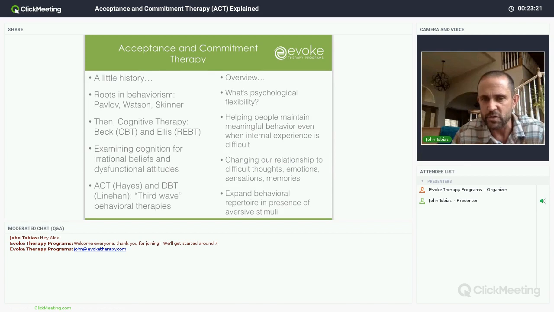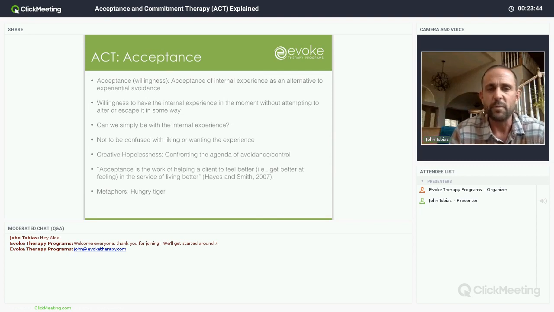So I am going to just jump right in now to the 6 core processes. And I know I'm going to leave a lot out. So if you know the ACT model, you're going to say, John, but you didn't talk about relational frame theory or functional contextualism. I know. But I'm going to do my best to get through the information. There's a lot here. So jump in.